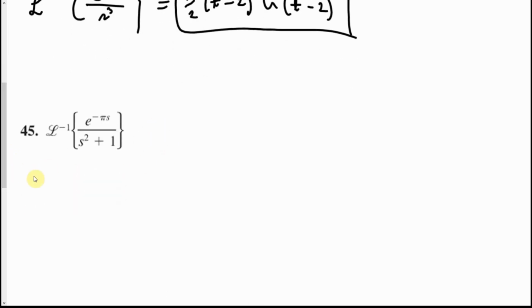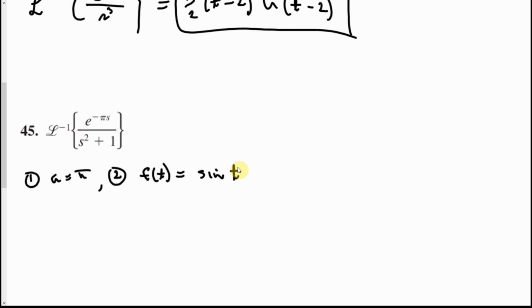So two things I want to be able to pick out. One, what is A? A is pi. And then secondly, what's the function f of t? Well, I see an s squared plus 1 downstairs, so it looks like it's 1 over s squared plus 1. If that's the case, is that cosine or sine? Well, cosine has an s in the numerator. Sine has the k in the numerator. So this looks like it's going to be the sine of t. Very good.